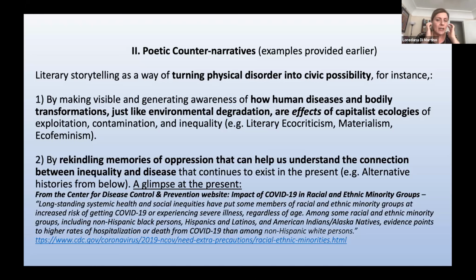By rekindling memories of oppression that can help us understand the connection between inequality and disease that continues to exist in the present. And alternative histories from below are doing a great job at doing this. So whether it be Di Donato talking about his experience as a bricklayer, or many years later, Bucci talking about her family's experience working on the plantations in the South, that connection is being made very evident. And that connects with something that we need to be very aware of also in the present, because you only have to go on the website of the CDC to read that COVID is impacting particularly racial and ethnic minority groups. And why is that?